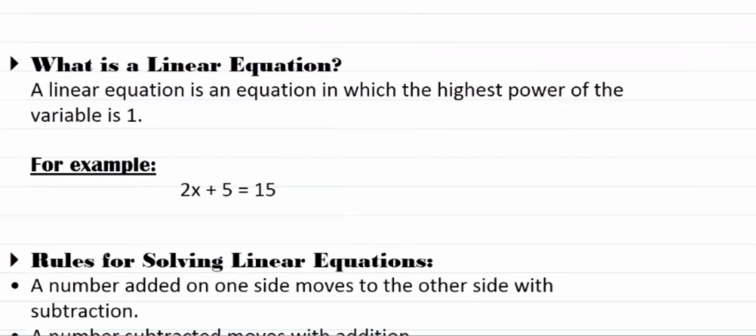What is a linear equation? A linear equation is an equation in which the highest power of the variable is 1. Here is an example: 2x + 5 = 15. Here x is the variable and its power is 1. So this is a linear equation.